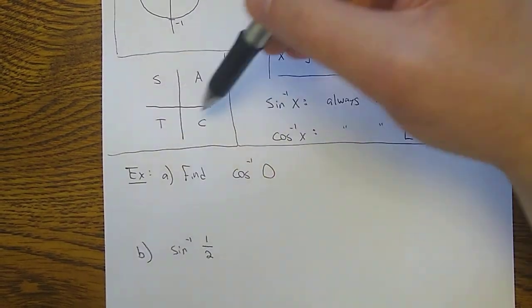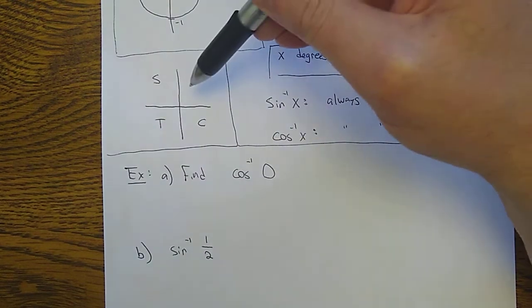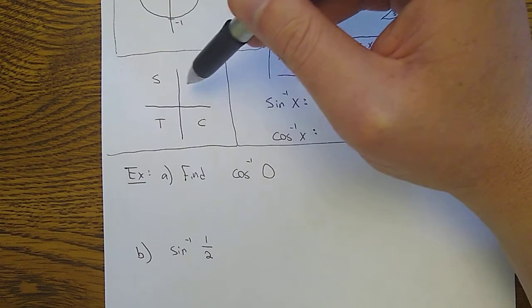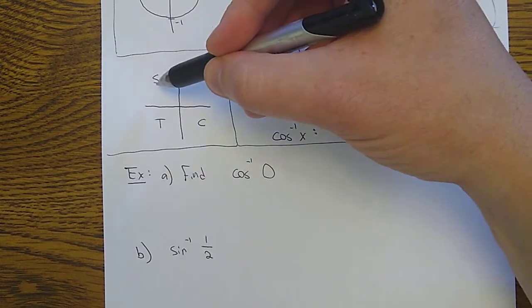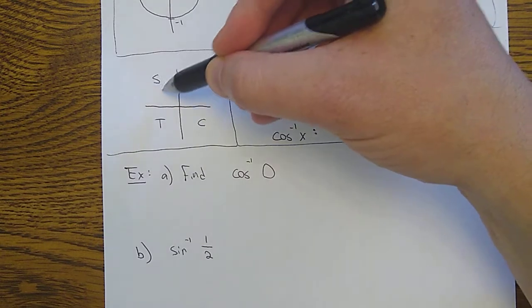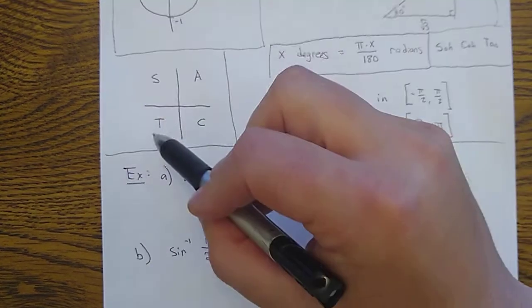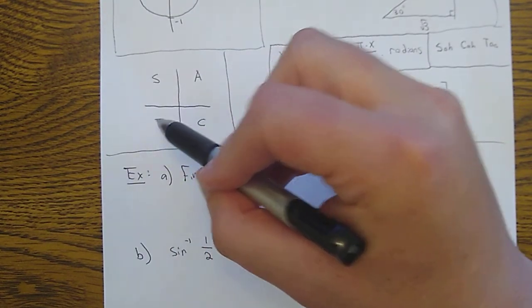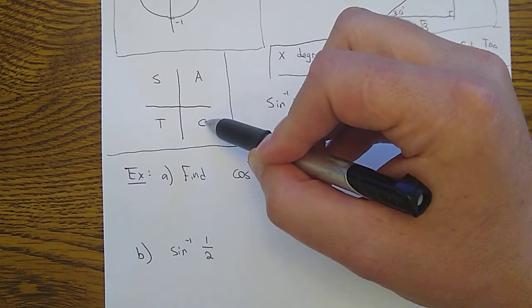This is a picture of quadrants and where the trig functions are positive. They're all positive in the first quadrant. Sine is positive in this quadrant, but cosine and tangent would be negative. Tangent is positive in this quadrant, but sine and cosine would be negative. Cosine is positive in this quadrant, but sine and tangent would be negative.